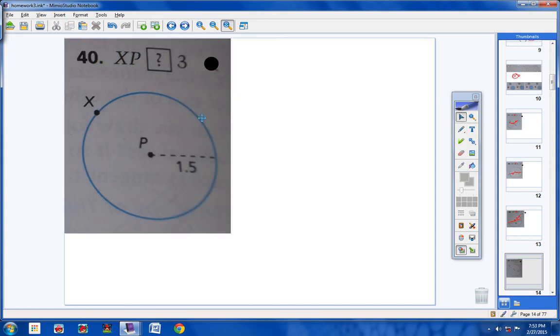And then lastly, number 40, this radius right here is 1.5. Well, XP is another radius, is it not? Sure it is. So how long is XP? 1.5. So if XP is 1.5, is 1.5 greater than 3, less than 3, or equal to 3? Well, XP, or 1.5, is less than 3. Less than 3.